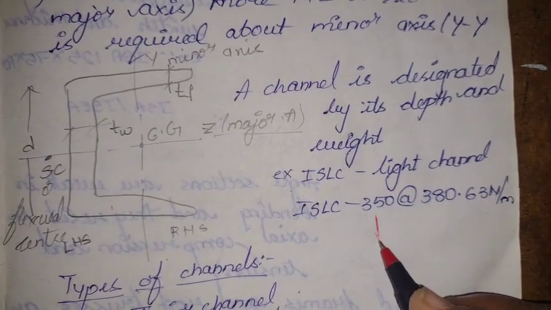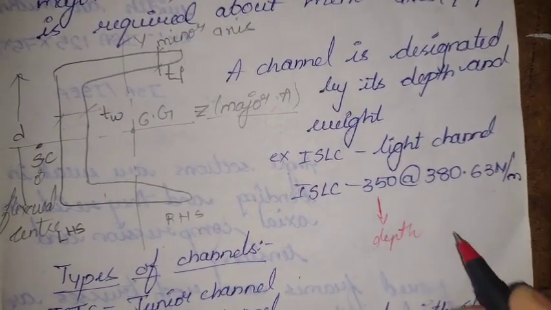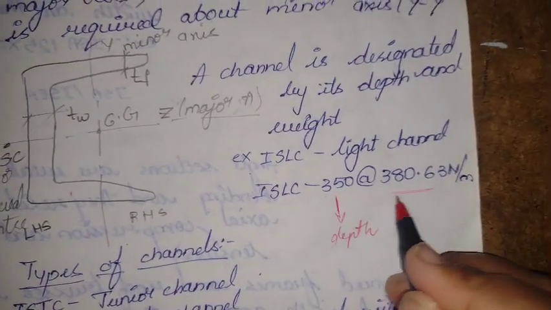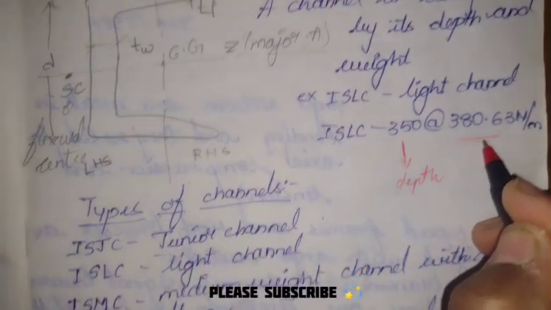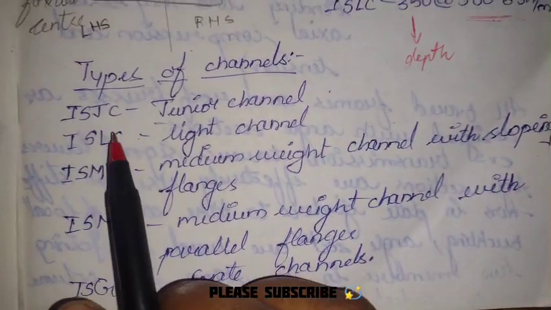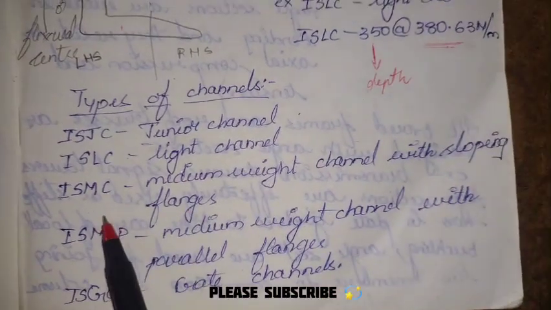So here this is the depth of the section. Depth of the channel section, and here this is the weight. Okay, this is the weight. So types of the channel sections: ISJC, LC, MC and MCP.